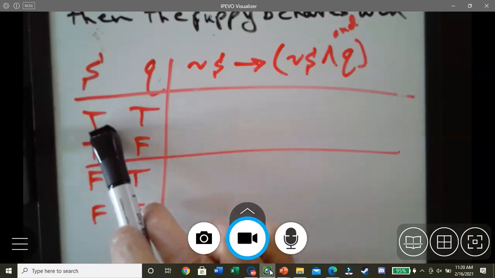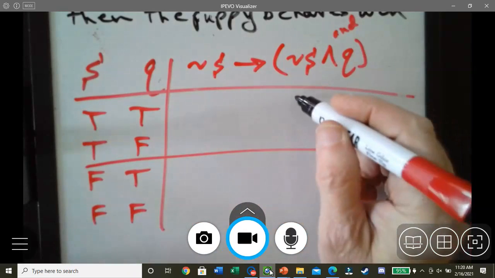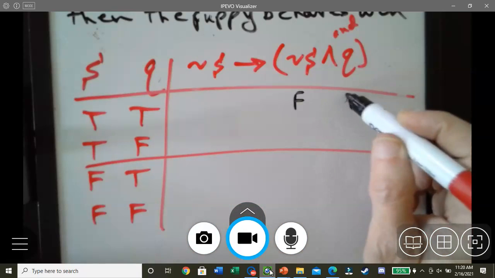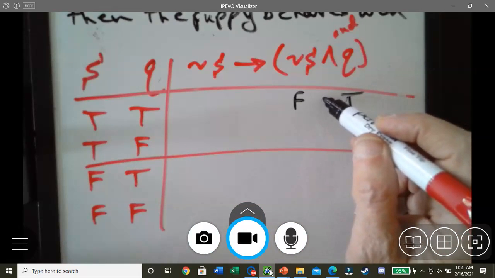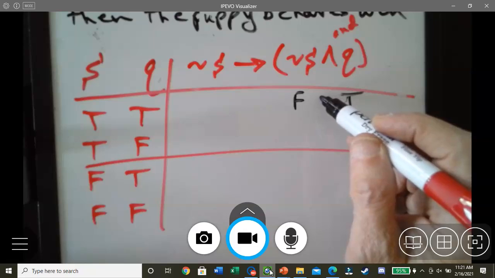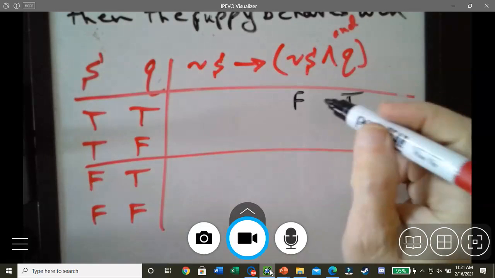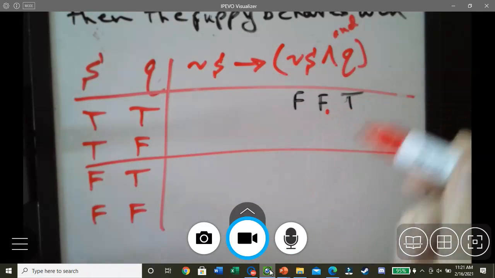Okay, so here S is true, then not S is false. All right, and Q is true, so that's true. So false and true is going to be what? True or false? Remember now, with and, they both have to be true, right? Yeah, so it's false. Okay, put a dot there.